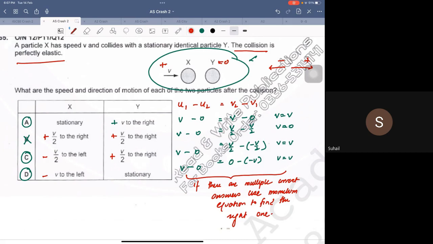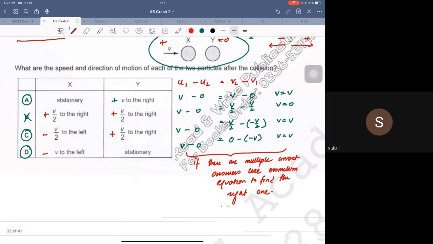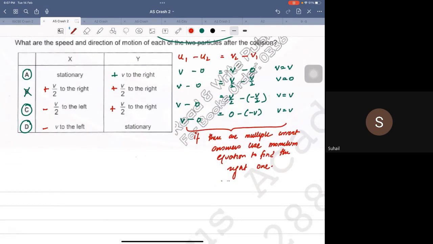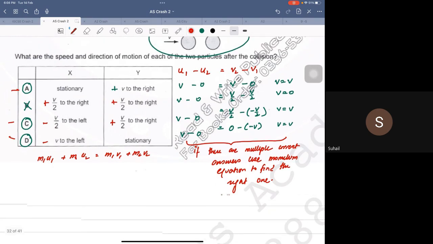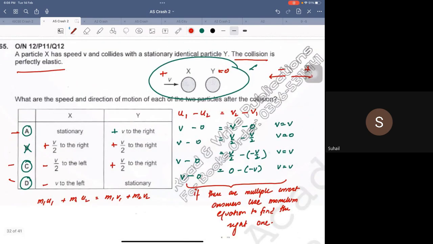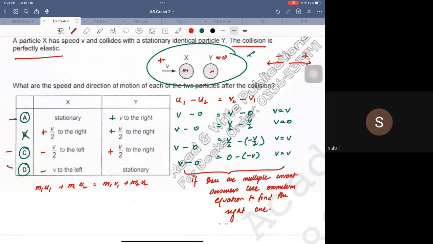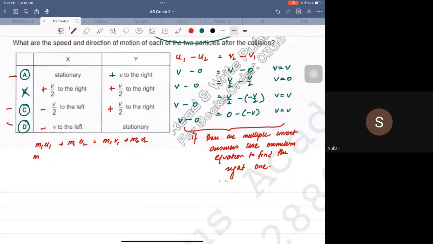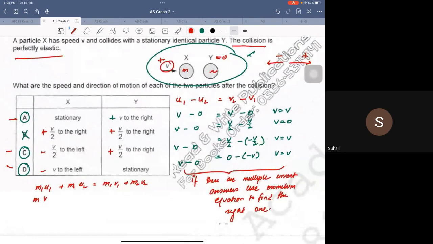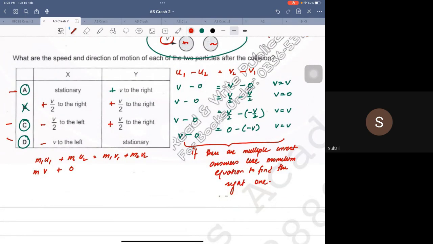And usually the tip is that these types of questions have a lot of space for working, so you will automatically see that that's not a very simple question. So what are we going to do? We're going to use M1U1 plus M2U2 equals to M1V1 plus M2V2. Now you're going to add this and this to our equation. Initially, both masses are identical, so let's call them both m. So let's write m. Initial velocity was v because it was going positive, plus that was 0. So that is our initial condition always.